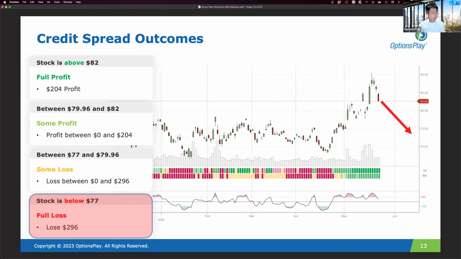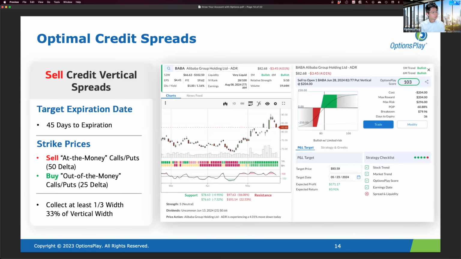Perfect. Okay, so let's talk a little bit about optimal credit spreads. And we're going to come back to this specific example. So whenever you have a stock, just like Alibaba, where you see that it's trending in one direction or another, and you're thinking to yourself, maybe I can sell a credit spread, how do you actually go about constructing that credit spread? Well, this is really where we've done a lot of back testing. We've tried different expiration dates, different strike price combinations to try to understand where you can get the best risk reward ratio and best outcome for these types of trades.